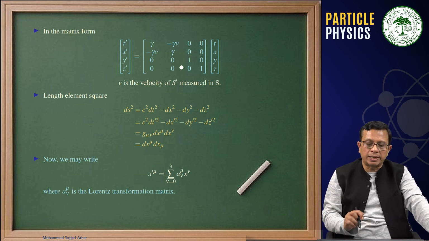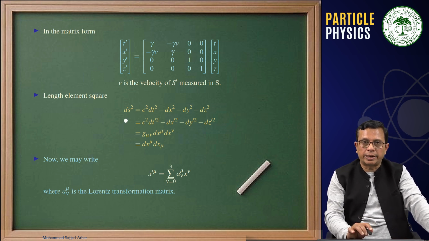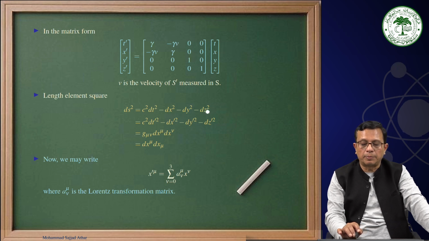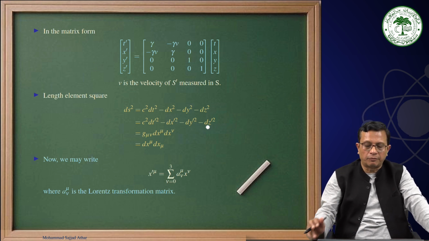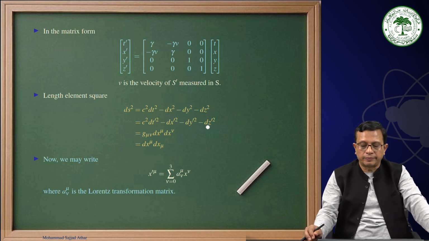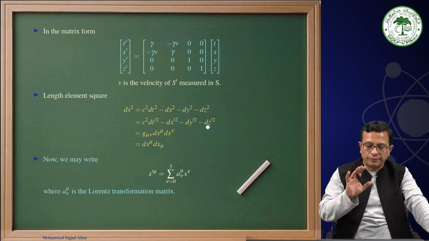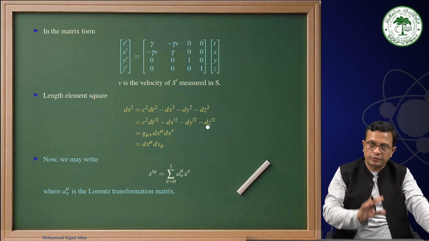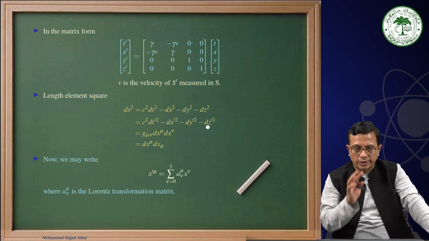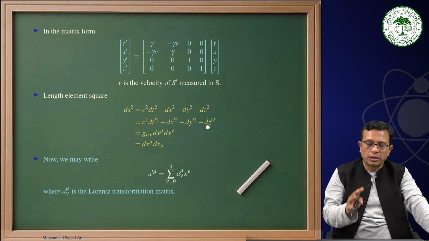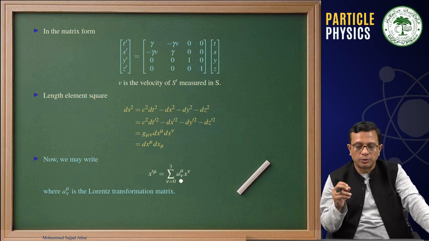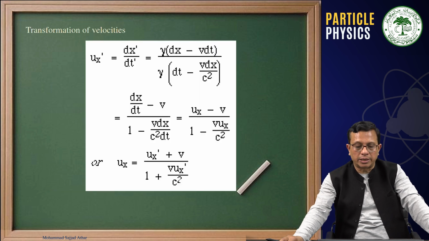And then we also write the length element squared as c squared dt squared minus dx squared minus dy squared minus dz squared, and this is equivalent to the same quantity in the S prime frame, the well-known result of relativity. And then we have a transformation from frame S prime to frame S, and this transformation, Lambda mu nu, is known by the name Lorentz transformation.